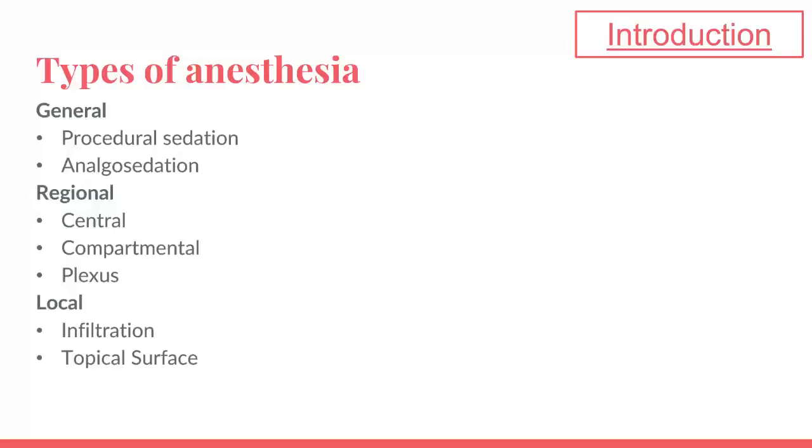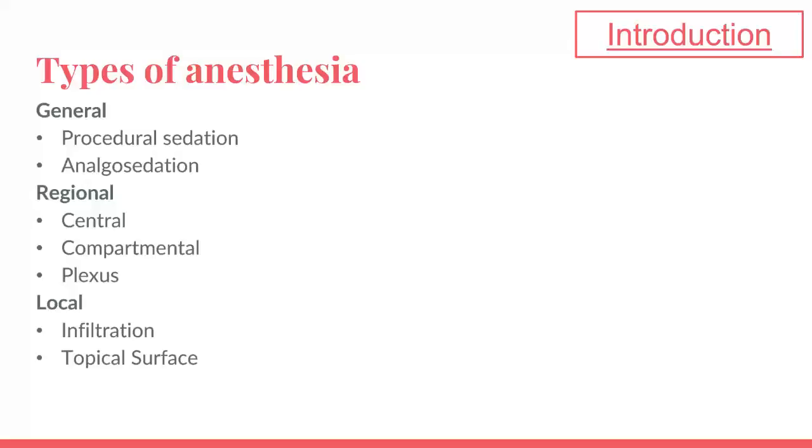Regional and local anesthesia are characterized by blocking nerve conduction. In regional anesthesia, more nerve fibers are blocked than in local anesthesia. In regional anesthesia, we primarily distinguish central blocks, which in Polish can be called paraspinal anesthesia, including subarachnoid anesthesia and epidural anesthesia.